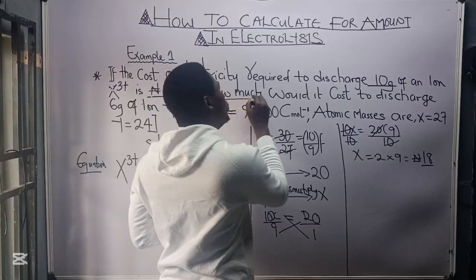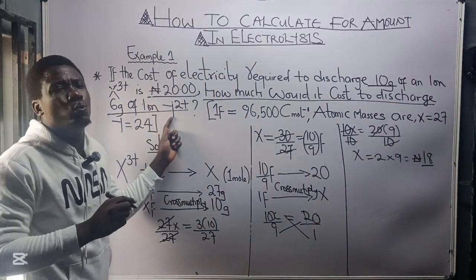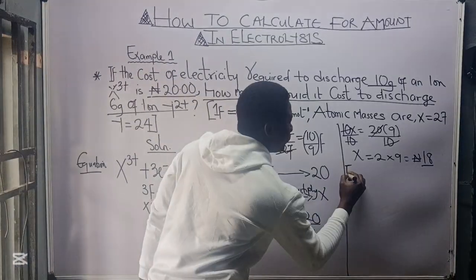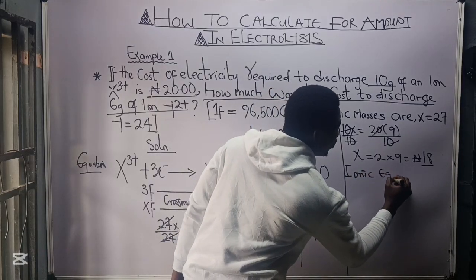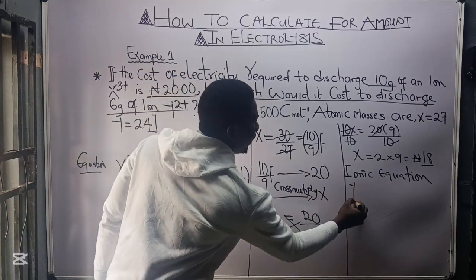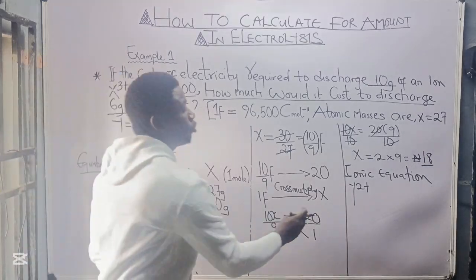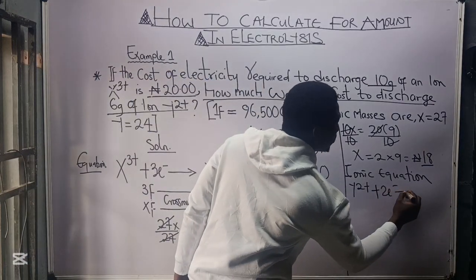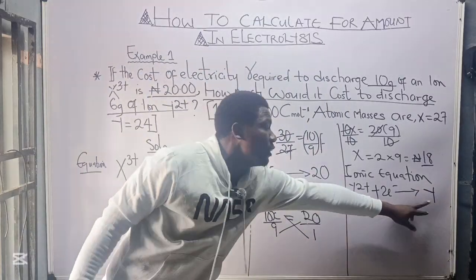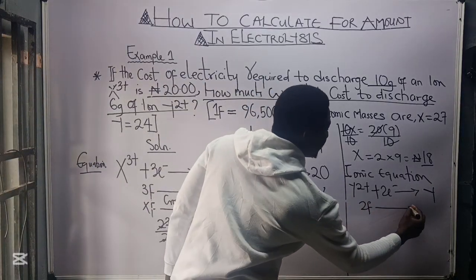So now the question has said, how much would it cost to discharge 6 grams of an ion, which is y raised to the power of 2 plus? Let's write the ionic equation for this ion. Ionic equation. Please watch me carefully. According to this equation now, we have y raised to the power of 2 plus. Don't forget that if you have 3 plus, you have 3 electrons. So if you have 2 plus, you add 2 electrons to give us y. So we'll do the same thing that 2 Faraday gave us the atomic mass of y.